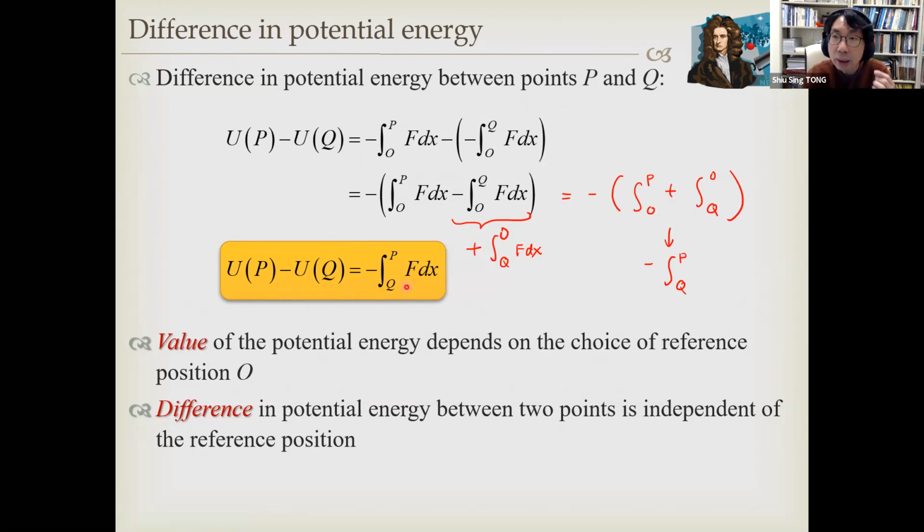Now you can see the potential difference does not depend on the reference position. It depends only on the initial and the final position, but not on the reference position O. You do not see O appearing in the limits of integration. So the absolute value of the potential energy depends on the choice of the reference position O. But the difference in potential energy between any two points is independent of the reference position O.